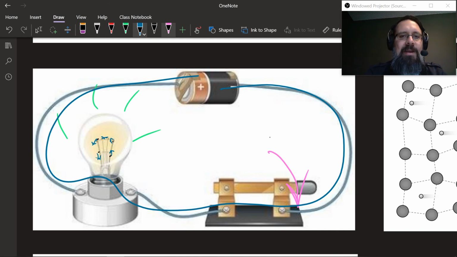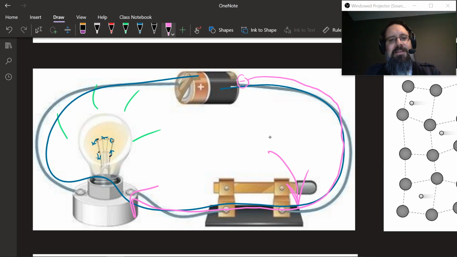And so it's not like we had to wait for an electron over here to go through the whole circuit. We didn't have to wait for that electron to make it through the circuit. The electrons that are in the light bulb itself immediately start to move because you've established an electric field.